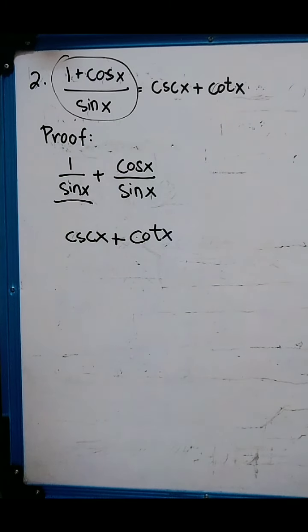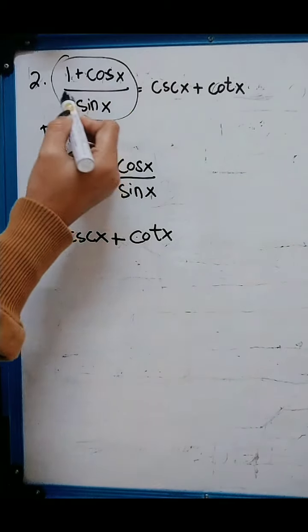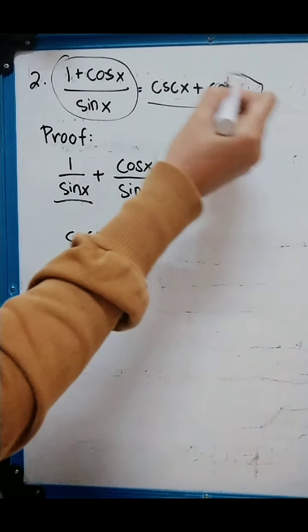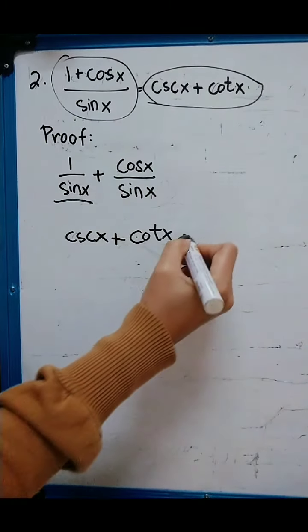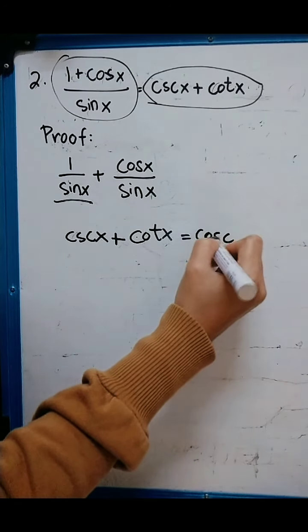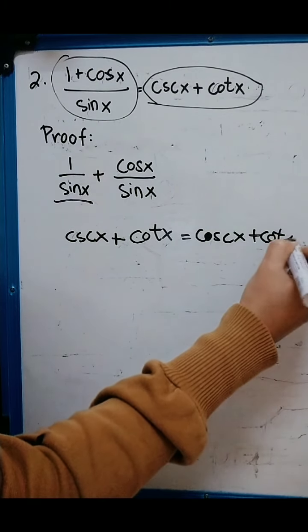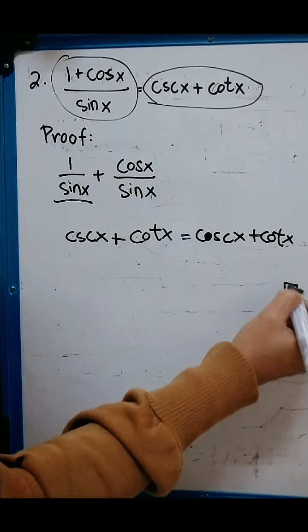So as you can see, based on that, we just proved that 1 plus cosine x over sine x is equal to cosecant x plus cotangent x. So that's the end of proof.